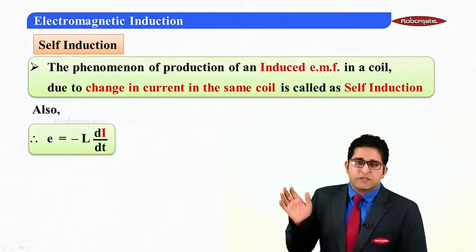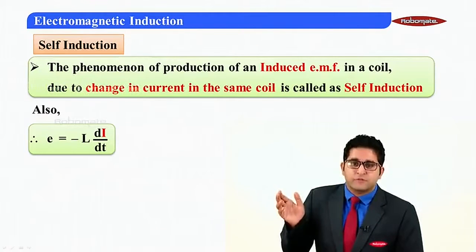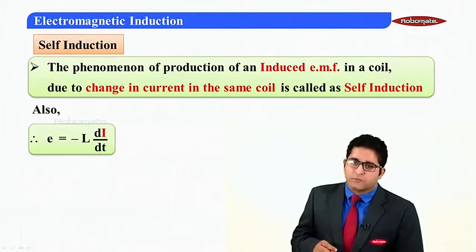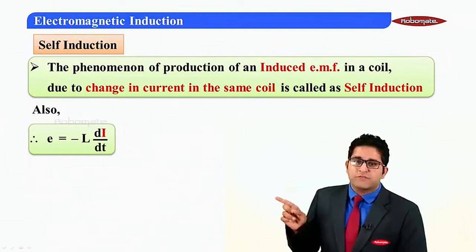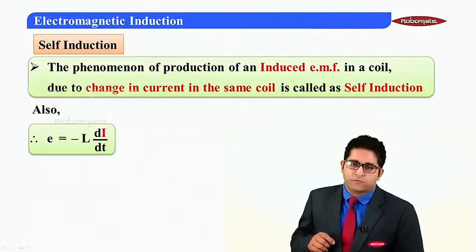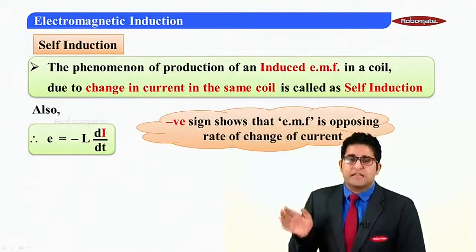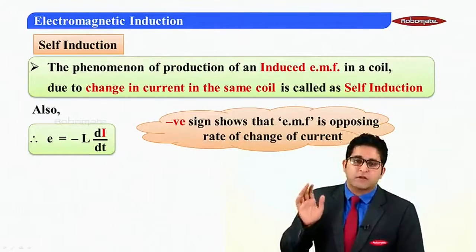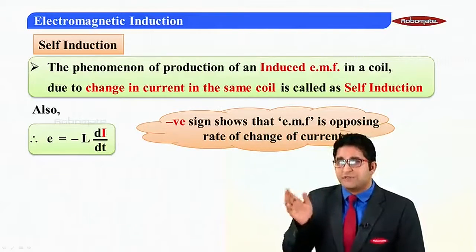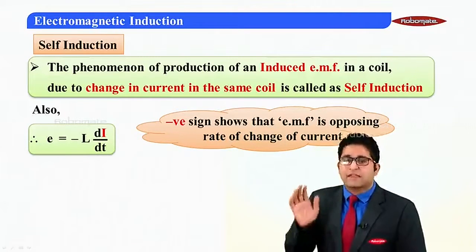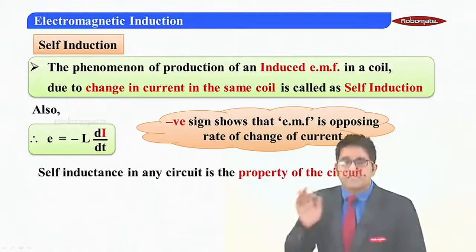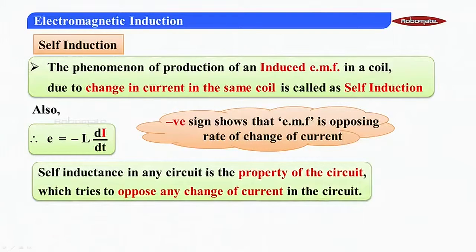Now students, in this case, what is the reason behind induced EMF? The reason behind induced EMF is change in current with respect to time. That's why this induced EMF will oppose the change in current in the circuit, and that's why you can see the negative sign over here. What does this negative sign indicate? It indicates that EMF is opposing the rate of change of current. See carefully, it is opposing the change in the value of current. That's why I can say self-inductance of the circuit is that property of the circuit which opposes any change in the value of current in the circuit.